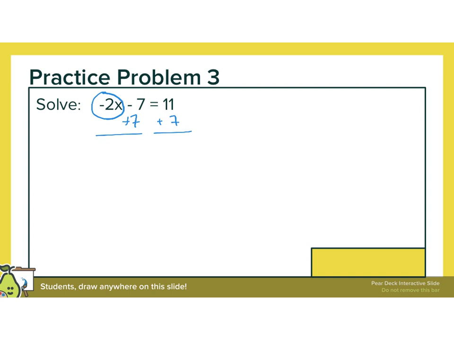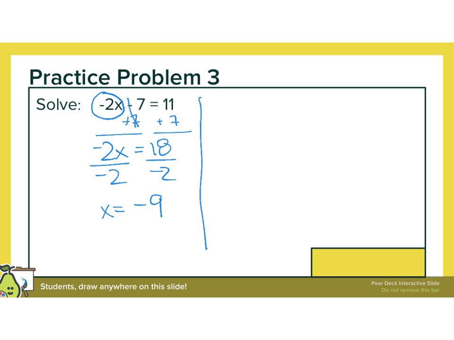So now I bring down what's in the circle, which is the -2x. These cancel each other out. 11 plus 7 is 18. Now it's just a one-step equation. Isolate by dividing both sides. I think x is -9. Let's check it.